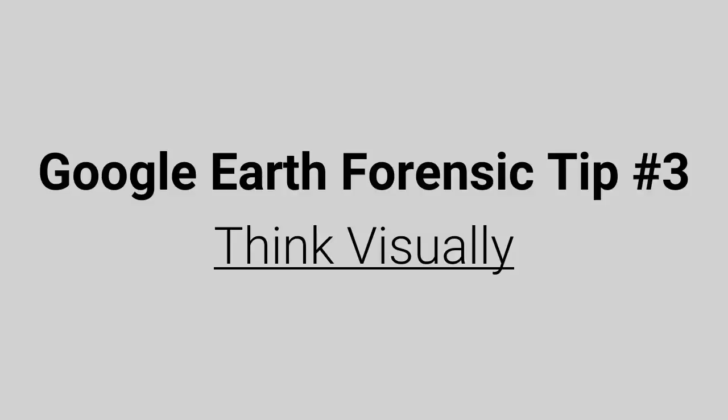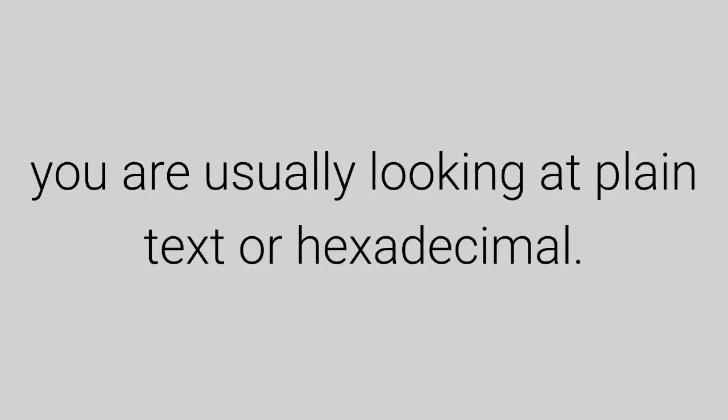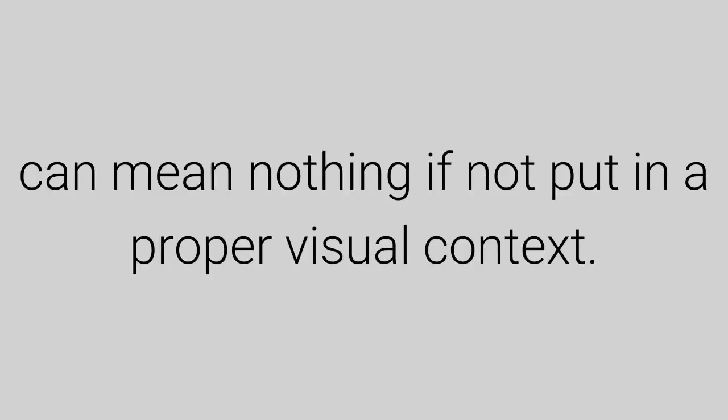Google Earth Forensic Tip number 3. Think visually. Unless you're looking at images or movies in a digital forensic case report, you're usually looking at plain text or hexadecimal. Geolocation evidence, while containing elements of this type of data, date and timestamps, or coordinates, can mean nothing if not put into a proper visual context.